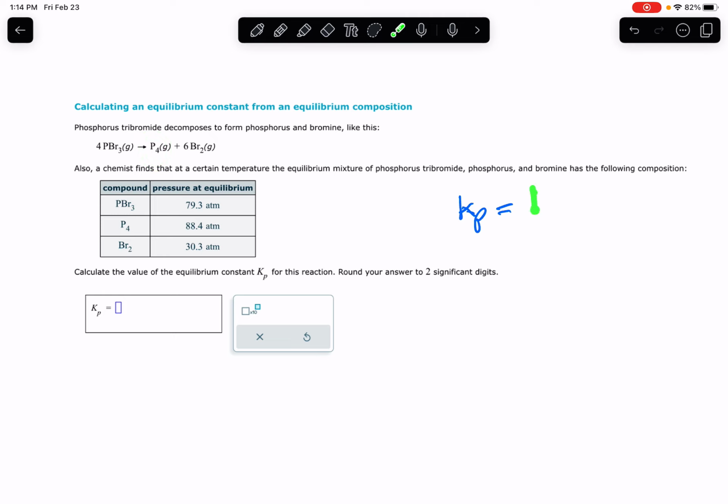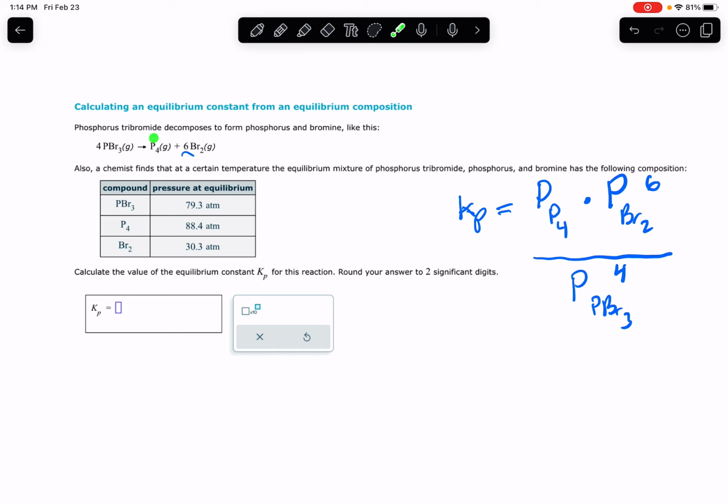So we're going to write P, and then we're going to write the pressure for P4 raised to the first power. We're not going to write the 1 there, we're just going to write it like that. Then we have the pressure for Br2, and it's going to be raised to the 6th power. All of that's going to be over the pressure for PBr3, all raised to the 4th power. This altogether is a pretty ugly thing.